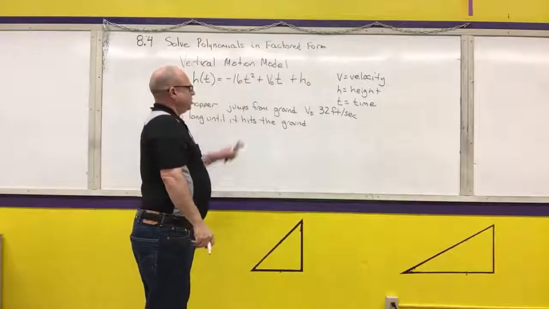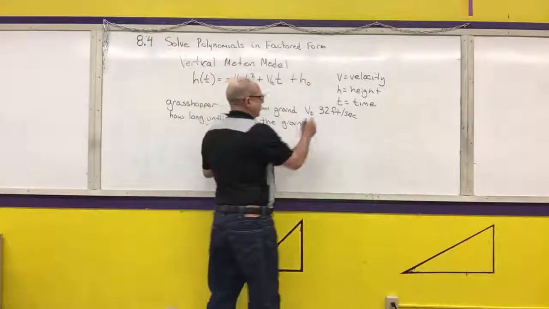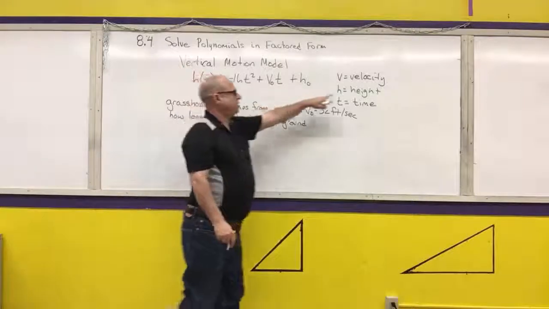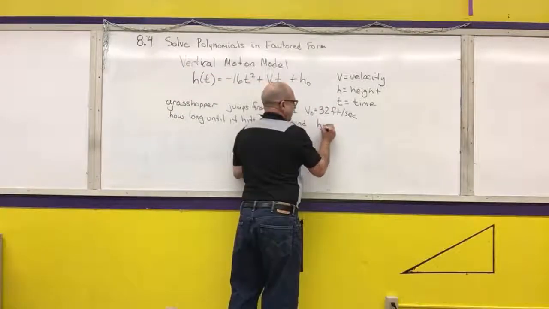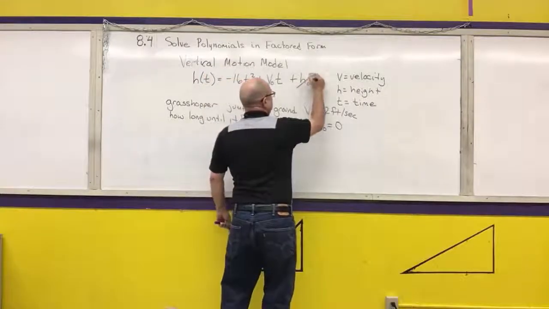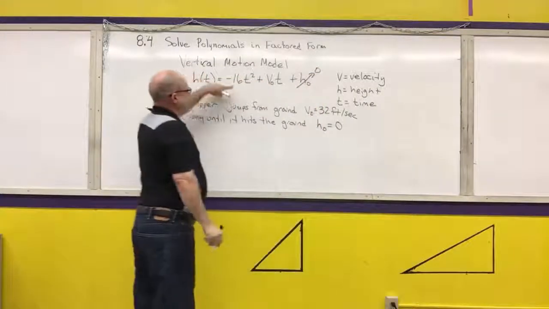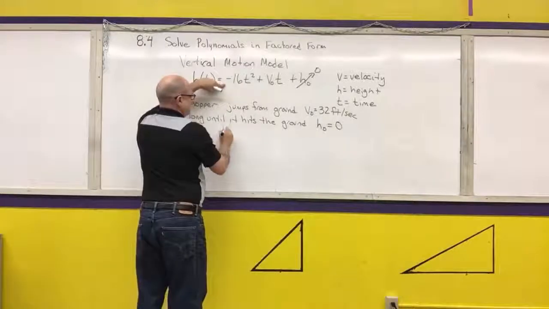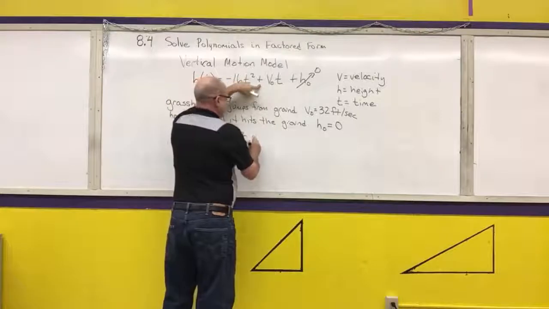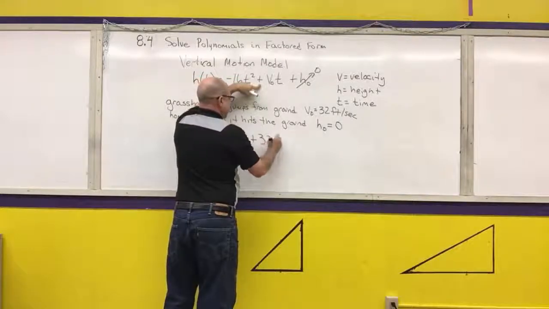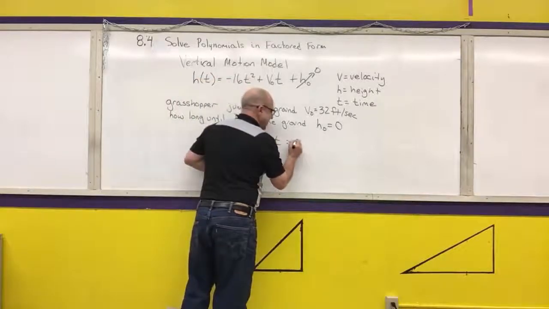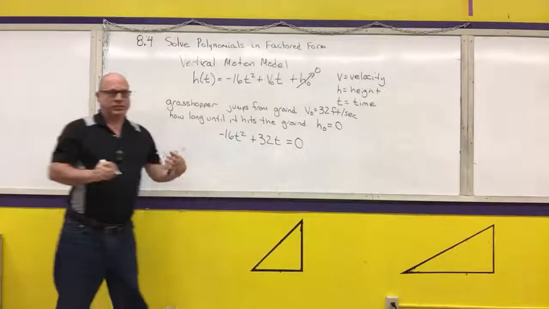So what I'm going to do is I'm going to substitute in for the information that I know. So I know the initial height is 0. So that term is going to go away. And I end up with the following equation. Negative 16 t squared plus the initial velocity times time. And I want to know when its height is 0, because that's where the ground is.